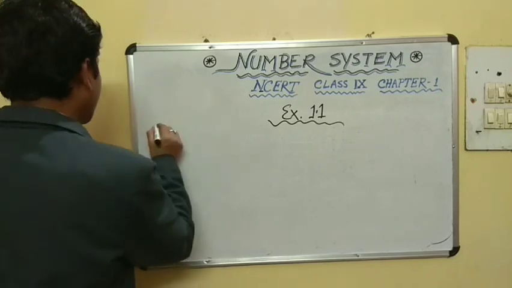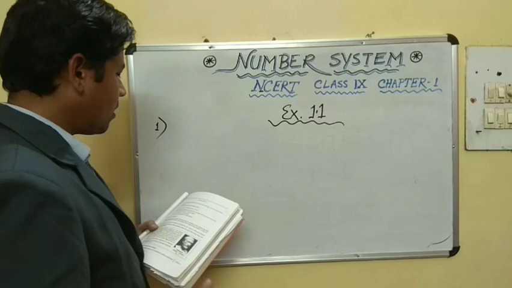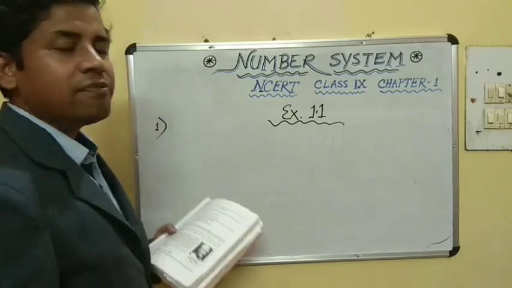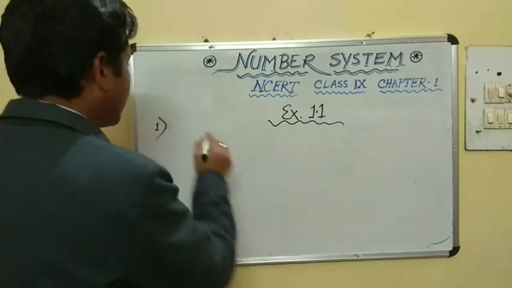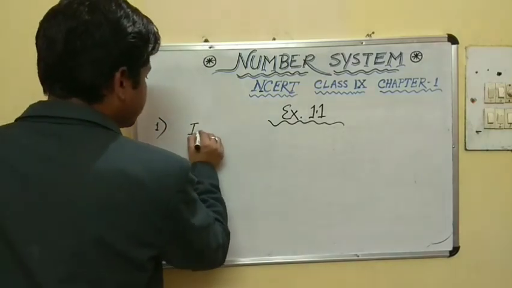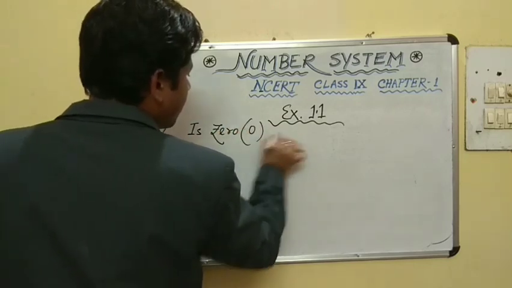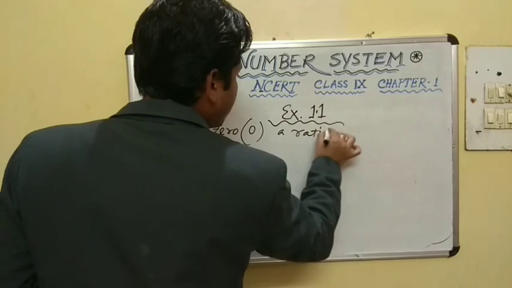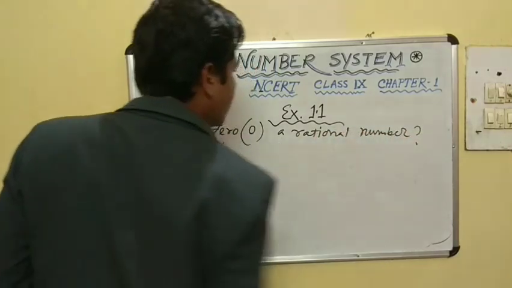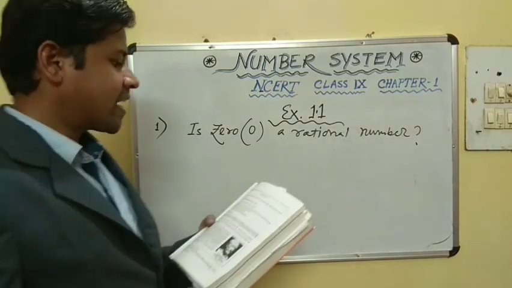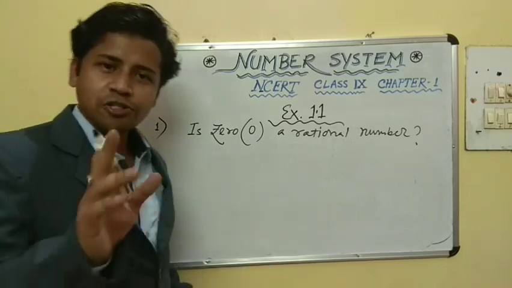First problem. One is saying, is 0 a rational number? Can you write it in the form P by Q? Is 0 a rational number or not? And the second one is, can you write it in the form of P by Q, where P and Q are integers and Q not equals to 0?